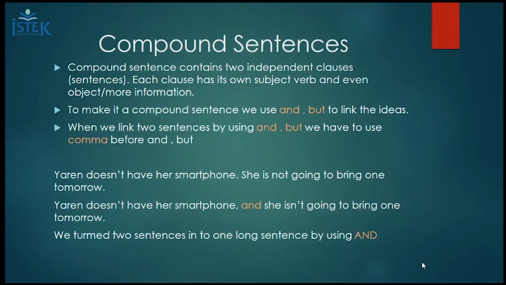Let's look at compound sentences. Compound sentence contains two independent clauses. Clause means a sentence. Each clause has its own subject, verb, and even object or more information. To make it a compound sentence, we use and, but to link the ideas. When we link two sentences by using and, but, we have to use a comma before and, but.